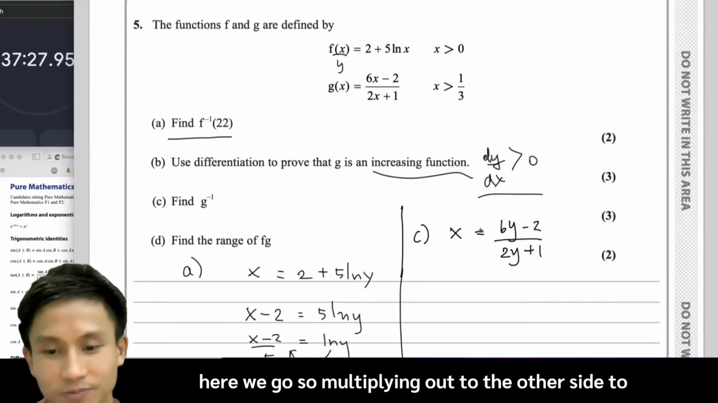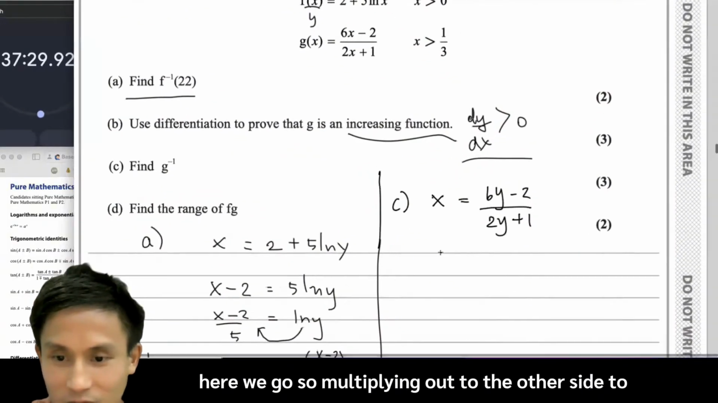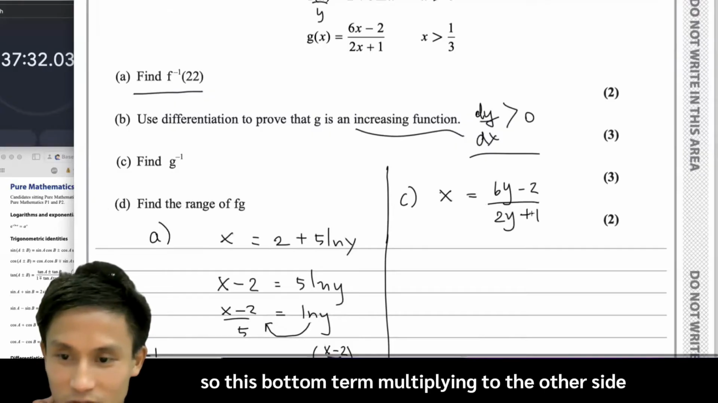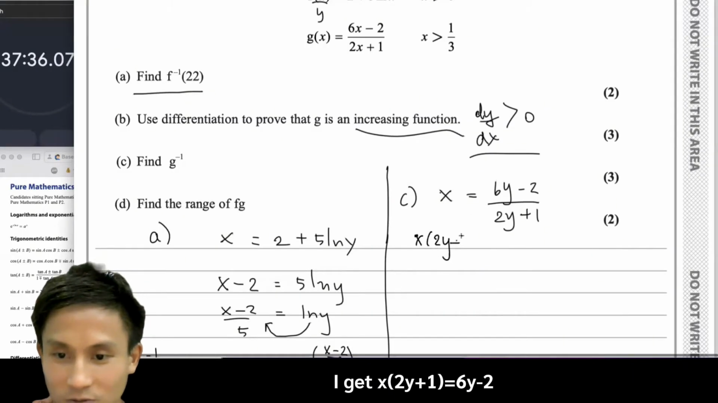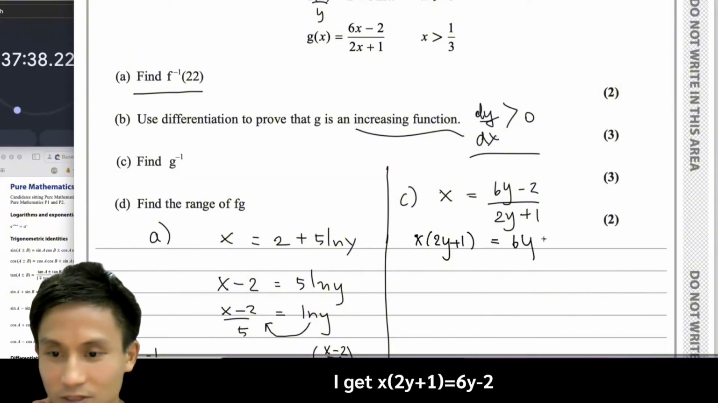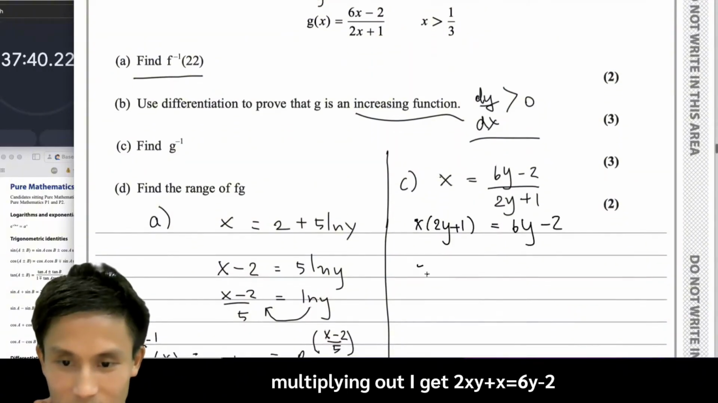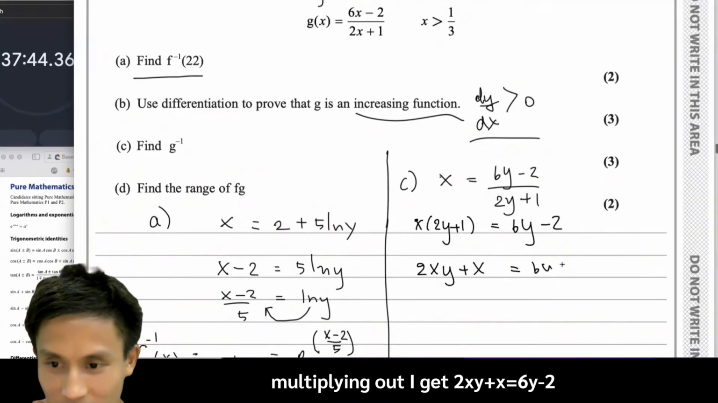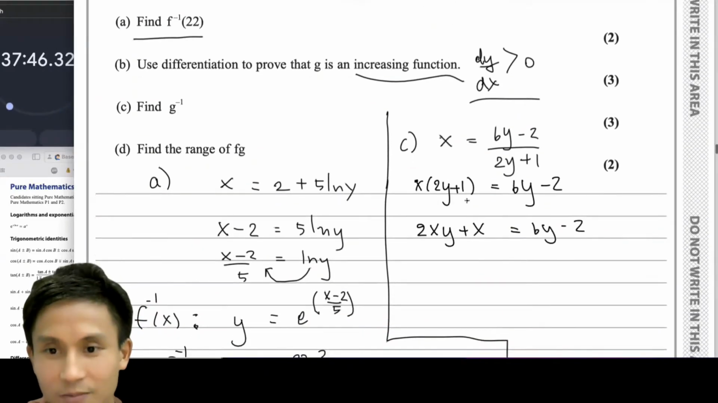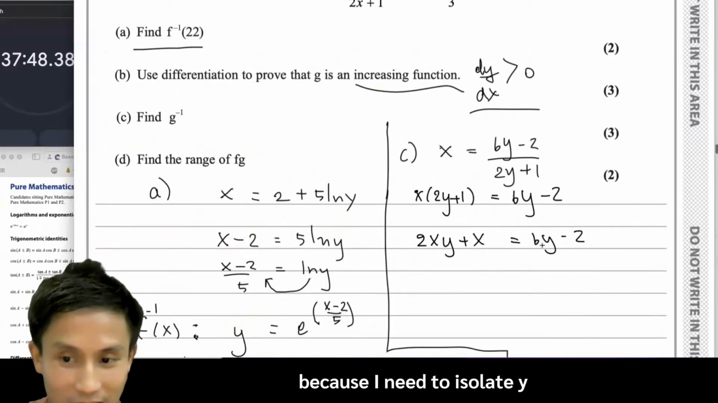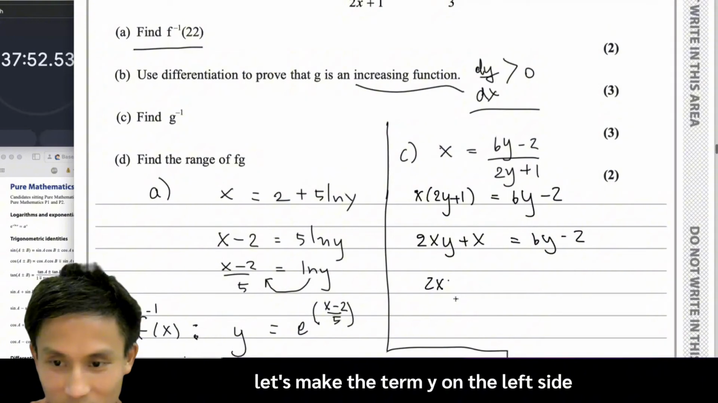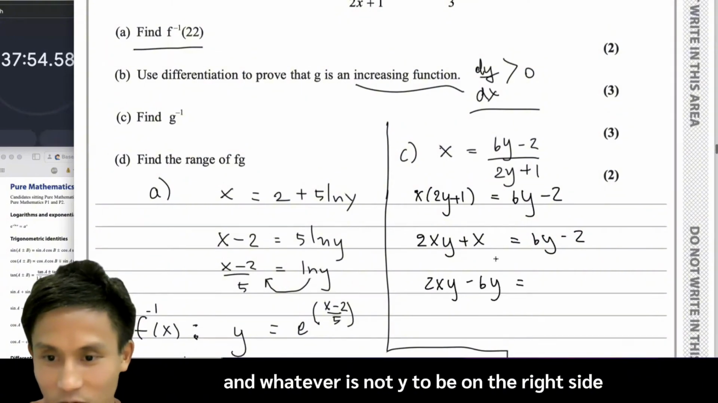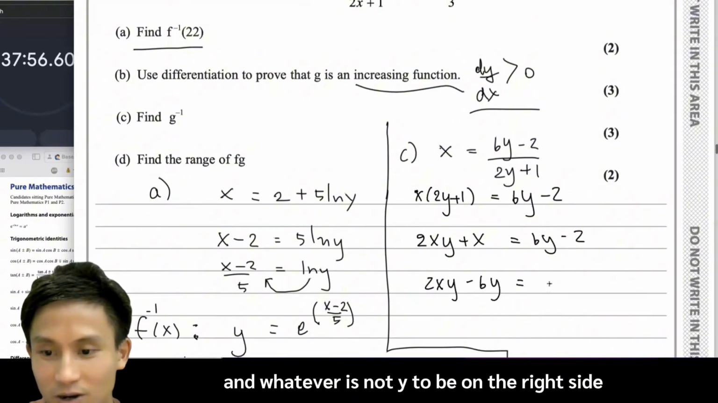Okay, here we go. Multiplying out to the other side, so this bottom term multiplying to the other side, I get x(2y + 1) = 6y - 2. Multiplying out, I get 2xy + x = 6y - 2. Because I need to isolate y, I need to collect the terms in y. Let's make the terms in y on the left side and whatever is not y on the right side.